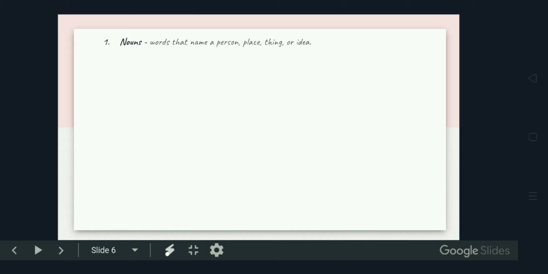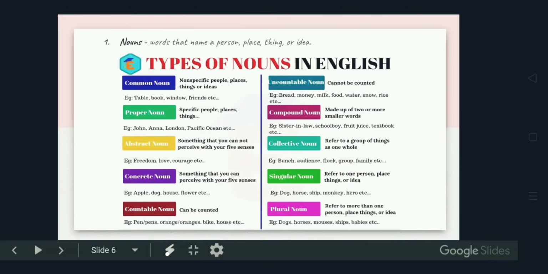What are nouns? Nouns are words that name a person, place, thing, or idea. So there are many types of noun in English. Okay, you may pause the video if you couldn't read it fast enough. I will not go into detail about the rest of the type of nouns. You may read it here. Yes, please pause the video if you need to. So this type of nouns, please make sure that you are familiar with them.